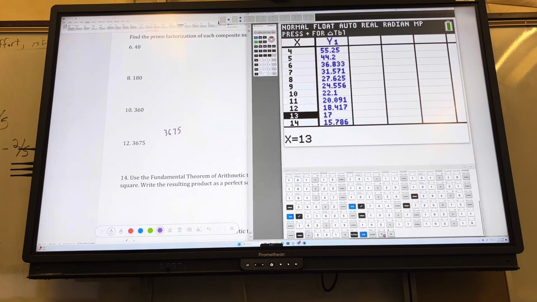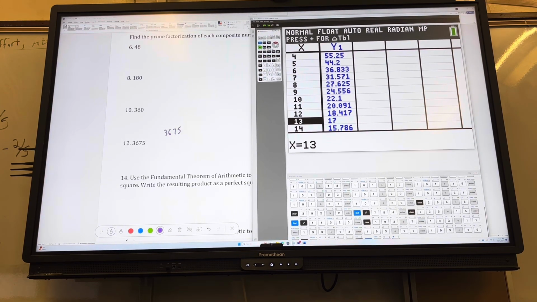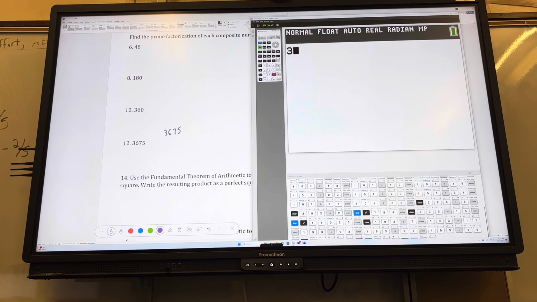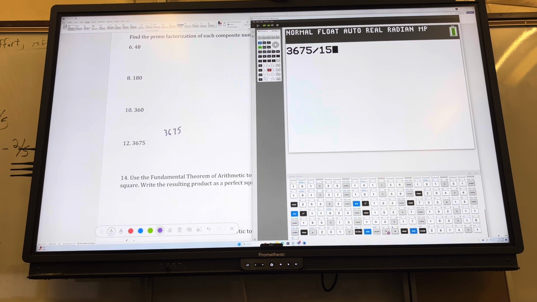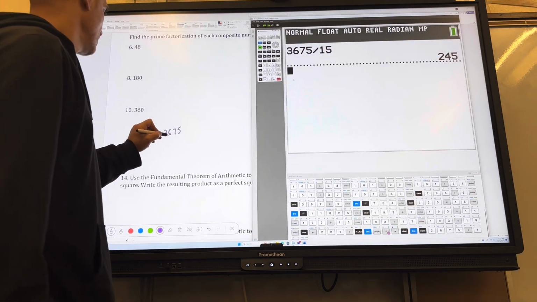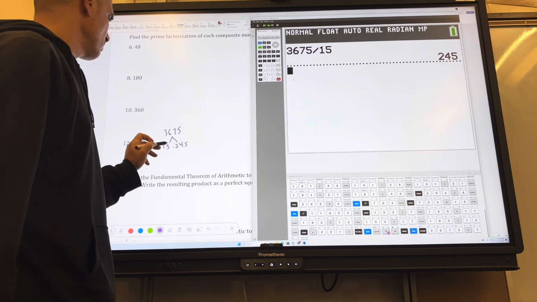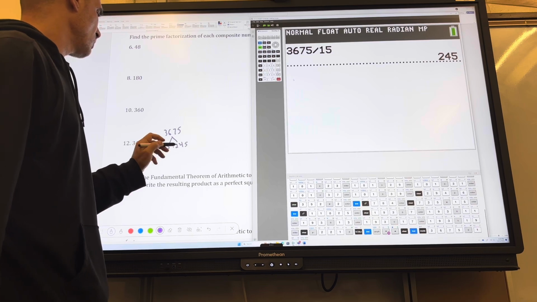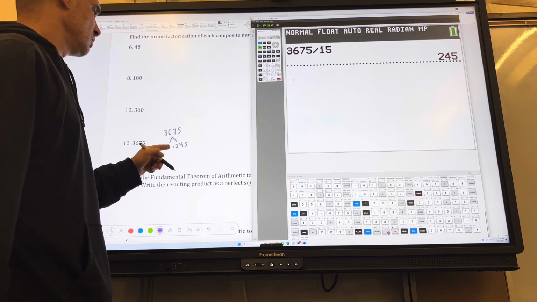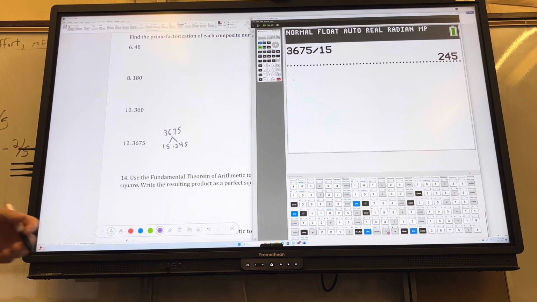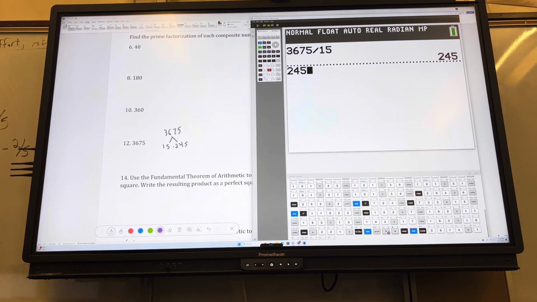So I'm going to slide it over here, and go to my home screen, and then 3675 divided by 15, it's going to be 245. So this is 15 times 245. 5 plus 4 is 9, 10, 11. So the 3 doesn't go in again. But 5 does. So 245 divided by 5. It's going to be 49.